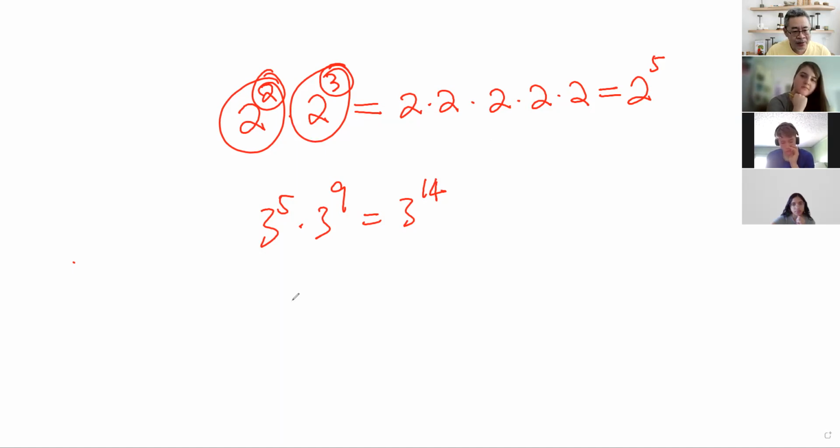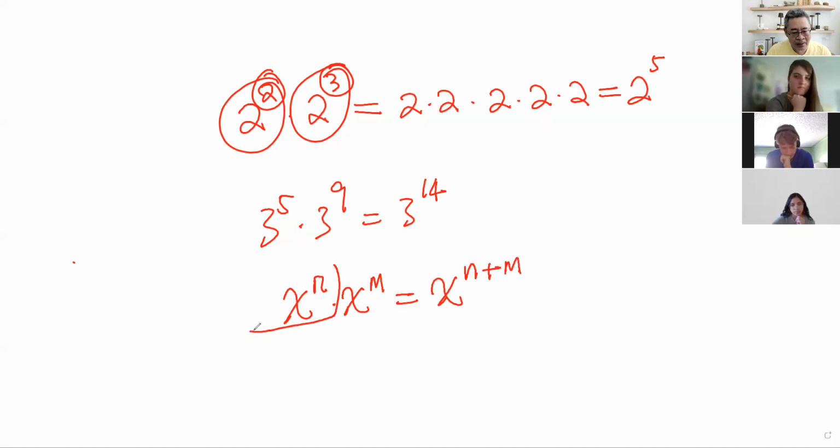So when we write it, the formula is x to the nth power times x to the mth power. We write it as x to the n plus m, because we have n x's and m x's. So of course, together we got n plus m. We good on this one?